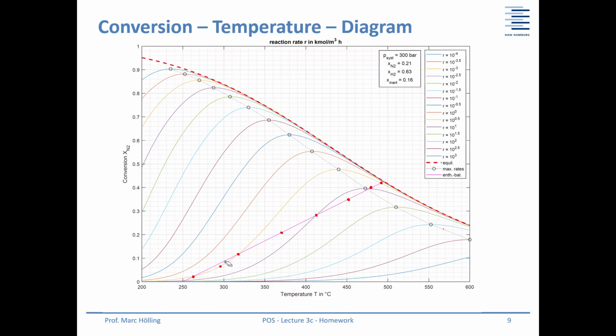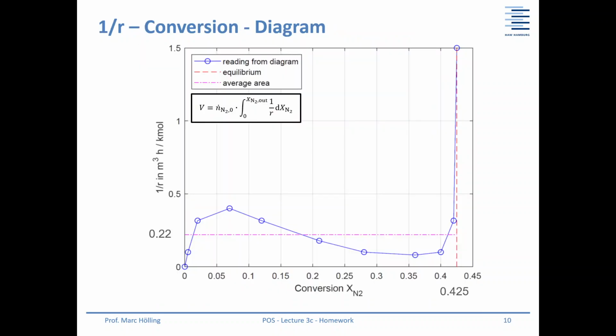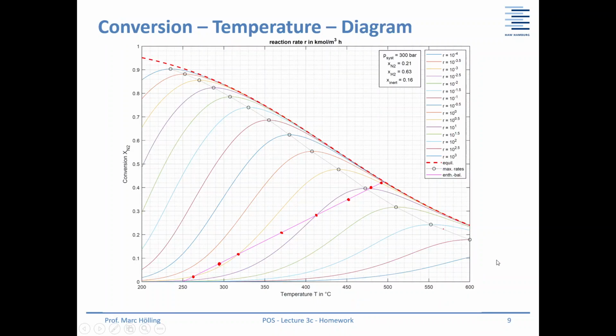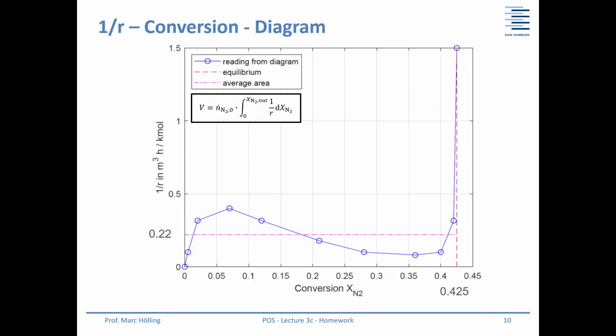Why can't I remove it? I see the rubber, but I cannot remove it. Okay, it should be there. Okay, and if you do this, then you will end up with a graph that should look like this. Your equilibrium is somewhere in the range of 42.5%. That is your equilibrium conversion.